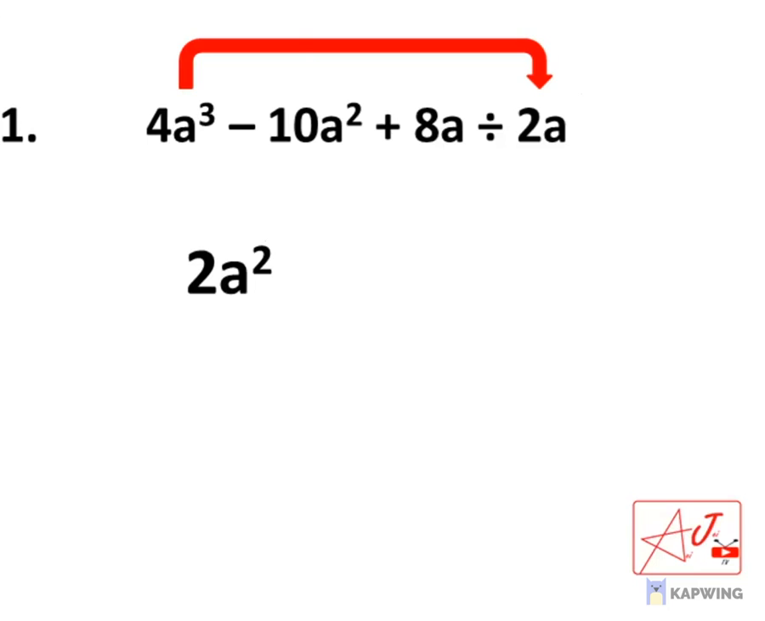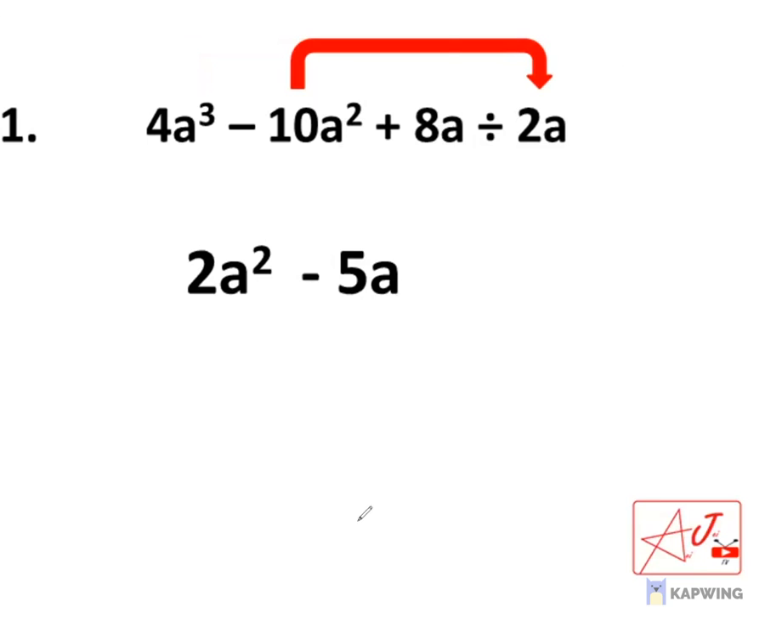Okay, let's go with the second term. Negative 10 divided by positive 2. Since magkaiba sila ng sign, magiging negative yung sagot natin. So, 10 divided by 2 is negative 5. And then, sa variable naman natin, 2 minus 1 is 1. So, kapag 1 na ang exponent, hindi na natin siya isinusulat. Kaya ang final answer natin for the second term is negative 5a.